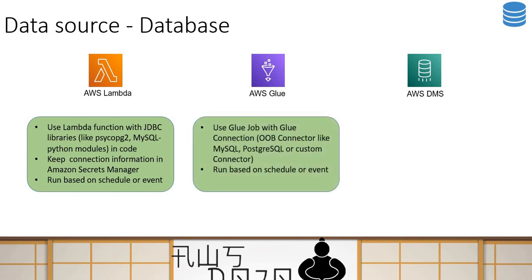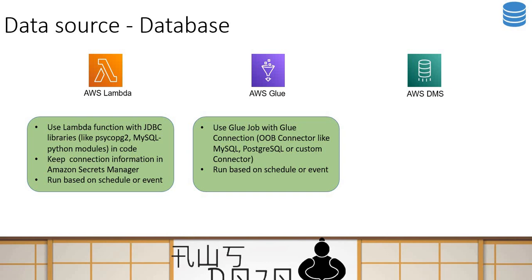A Glue job looks similar, but with a little difference. You can also do data ingestion using a Glue job. In that case, you use a Glue connection. Either you can use an out-of-box connector, like Glue has out-of-box connectors for MySQL, PostgreSQL, Oracle, SQL Server, or you can also create your own custom connector. So the custom connector route is also possible with a Glue connection. Basically, your Glue job uses the Glue connection to connect to your database, and then it ingests your data. Again, a Glue job can be run based on schedule, based on event, both.